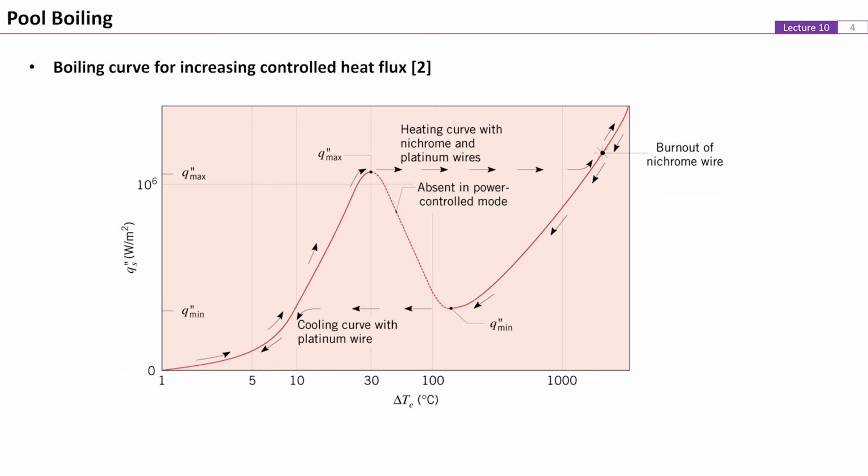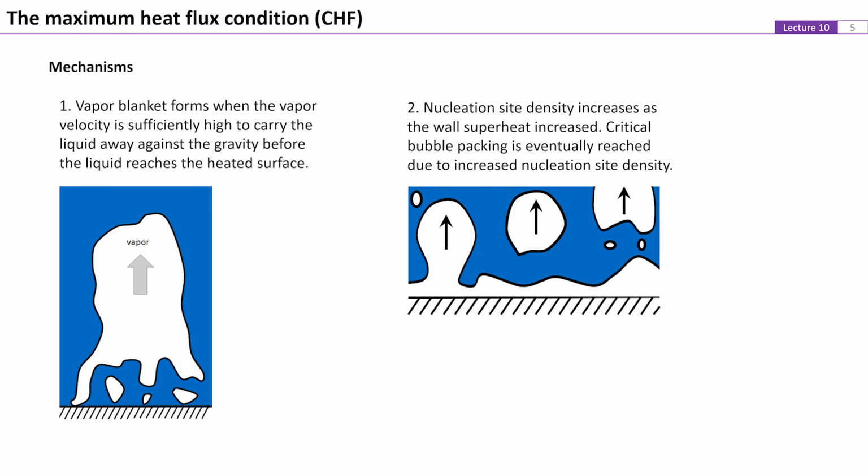In this lecture, we are going to investigate some models for analyzing the heat transfer at these two important points. A number of possible mechanisms have been proposed for the critical heat flux condition. The first mechanism postulated that the vapor blanket begins to form when the vapor velocity is sufficiently high to carry the liquid away before it could reach the heated surface.